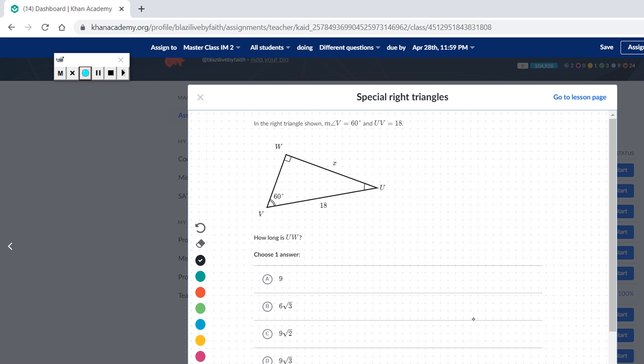So, again, this is 18. It's the hypotenuse, which means the short leg is half the hypotenuse. That means this is 9. This leg is the short leg, 9, times the square root of 3.